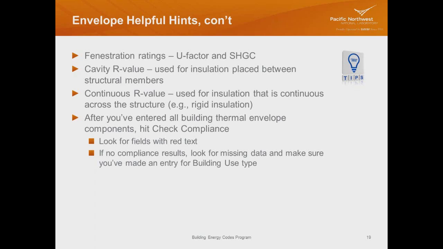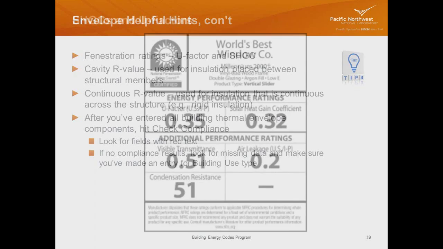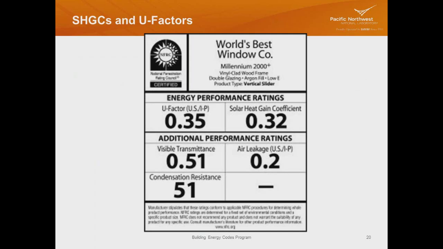And after you've entered all your building thermal envelope components, there's a button called Check Compliance, and you'll want to click that, and then look at your compliance results. The other thing you want to look for is the colors within the tool. If you see anything in red, that means you have something that is missing or something is not right, and we'll go into some more detail here as far as what that is.